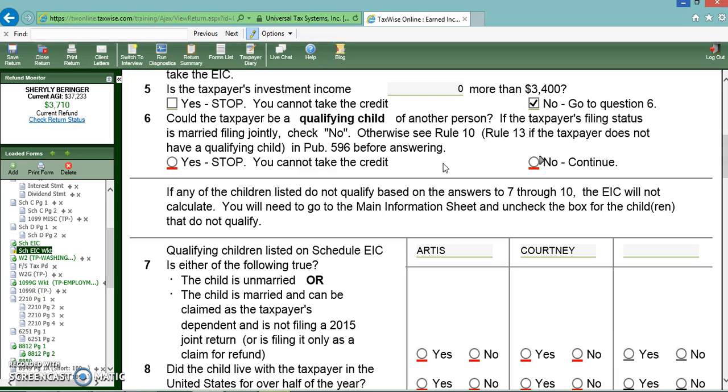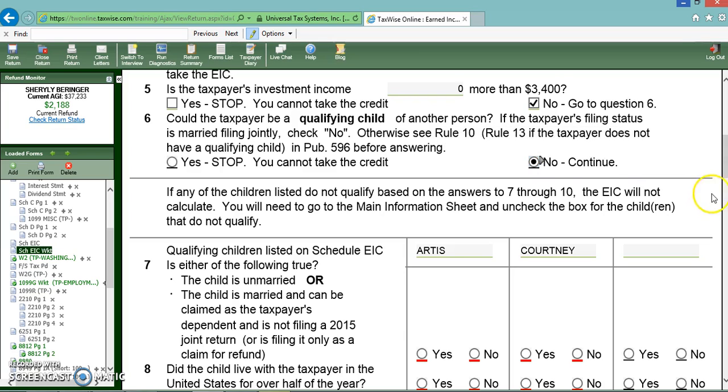Now, if they could be a qualifying child of someone else, then they cannot get the earned income credit. So in this case, Cheryl Beringer, if she could qualify to be the dependent of someone else, even though they aren't claiming Cheryl, and she's filing her own return, she cannot get the earned income credit if that was the case. And that's not the case in this scenario. It's not saying if someone is claiming, it's just saying if they could be, if there was a possibility. So if that's the case, you would answer yes, and that taxpayer would not be able to get it. But in this case, we know it's a no because her mother is not claiming her, it doesn't give us any other information.